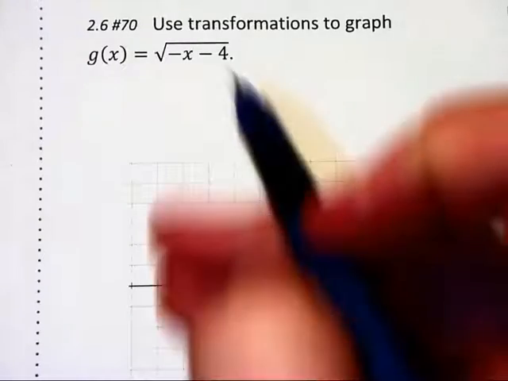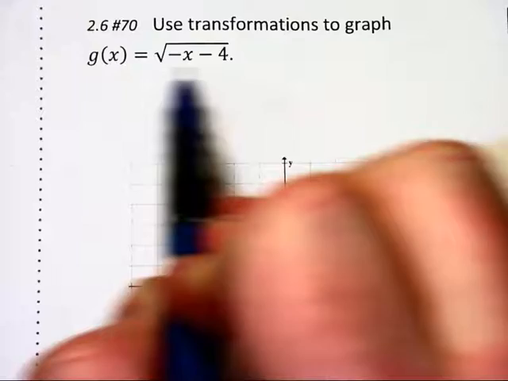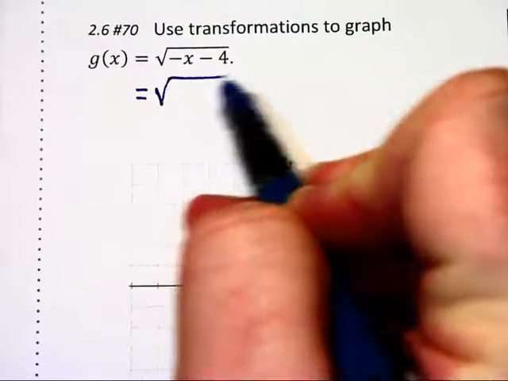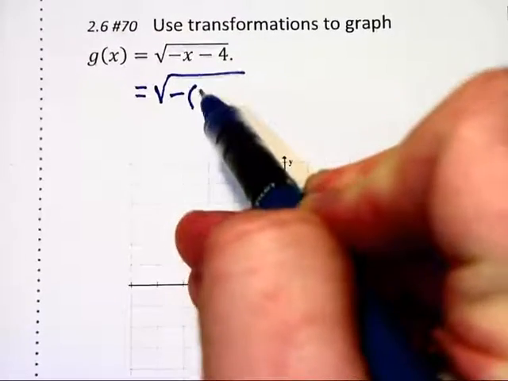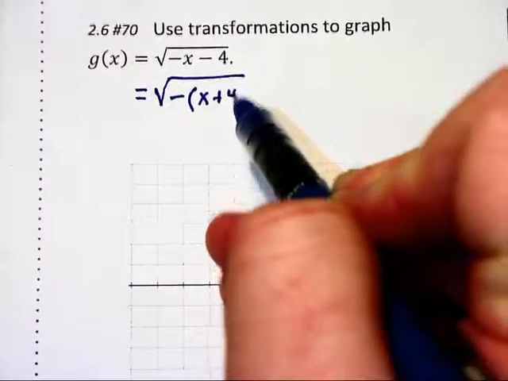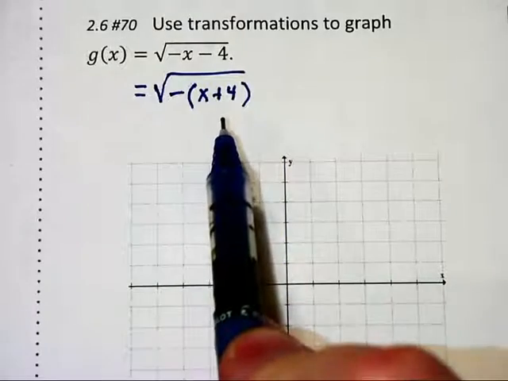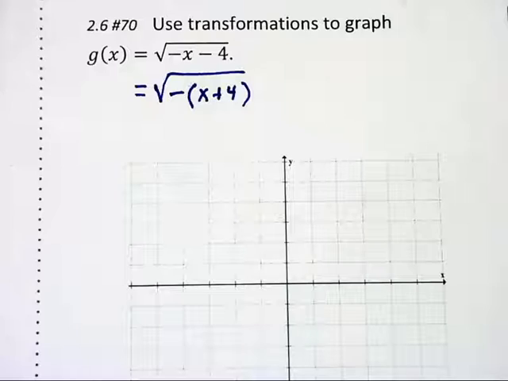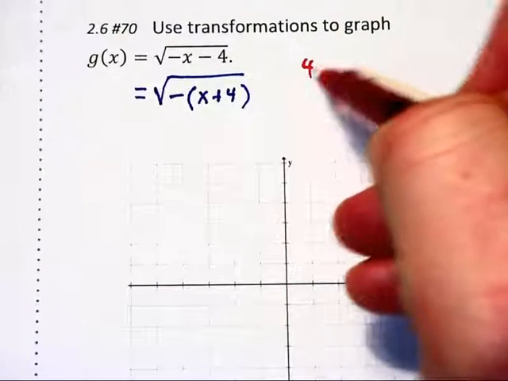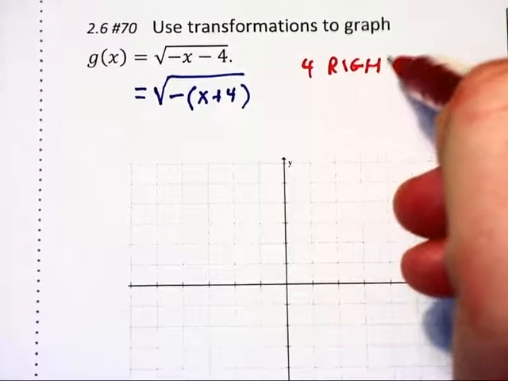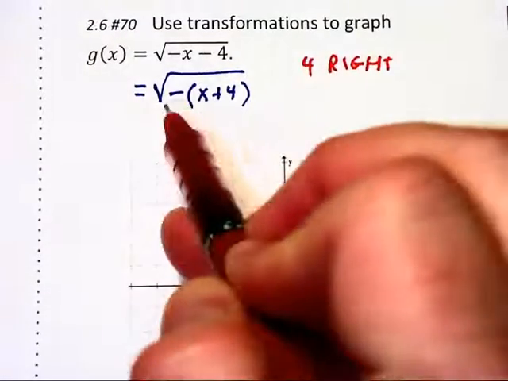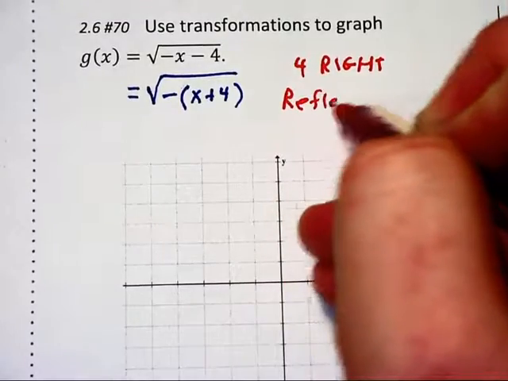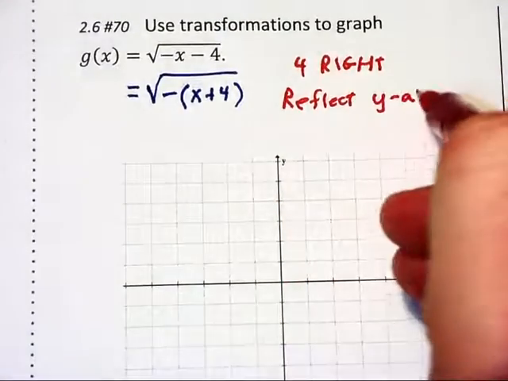Okay, let's look at this next function. Notice how inside the radical we have two minus signs. I'm going to rewrite this as negative and factor out the negative in front of this x plus 4. That's how we want to look at this. Now that x plus 4 actually tells us that we're going to be shifting this graph 4 units to the right. But that negative inside, in front of that parentheses, basically says we're going to reflect this across the y-axis.